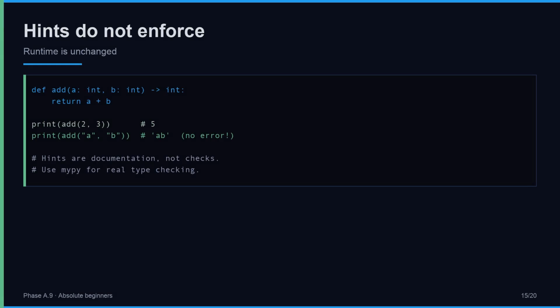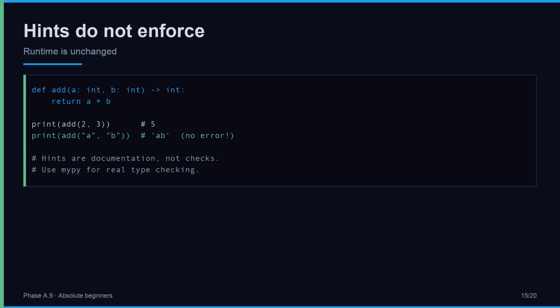Watch what happens at runtime. add takes two integers and returns their sum. Call add with 2 and 3, you get 5. Now call add with two strings, and you get the concatenated string "ab". No error. Python did not enforce the hints. Hints are documentation for humans and tools, not a runtime check. If you want real checking, install mypy with uv add --dev mypy and run uv run mypy formatting.py. mypy reports every type violation statically.